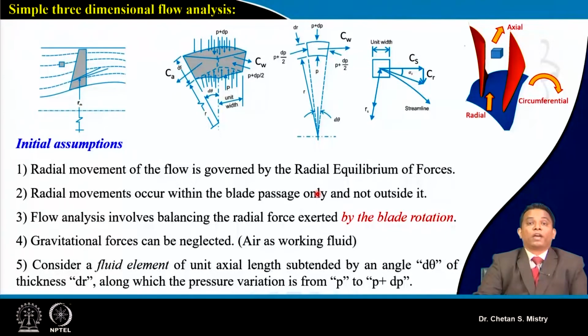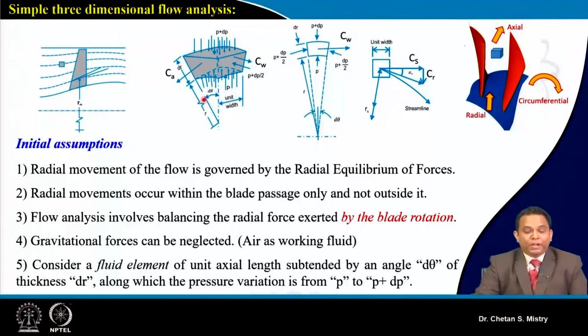Be careful, we are not interested in analyzing what is happening between the stator and rotor, or what is happening in the diffusing passage. We are at this moment interested in what is happening in our blade passage. Third, the flow analysis involves balancing the radial force that is exerted by the blade rotation. And gravitational force we can neglect because our working fluid we are assuming to be air.